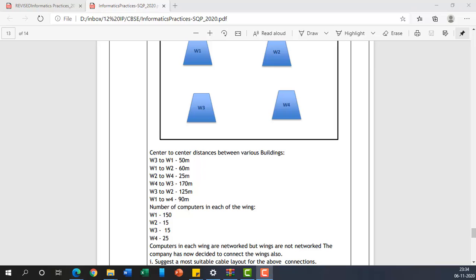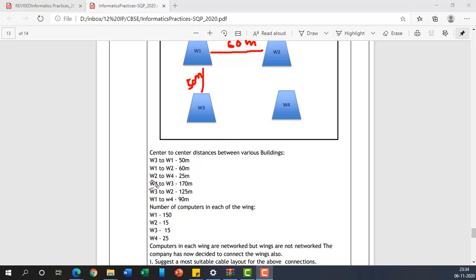And so here I will be needing a tool so that I can draw something. So the distance between W3 and W1 is 50 meters. So this distance is 50 meters. Okay, I will be writing M here. Okay, so this is 50 meters, and W1 to W2 is 60 meters. So this distance from here to here is your 60 meters.